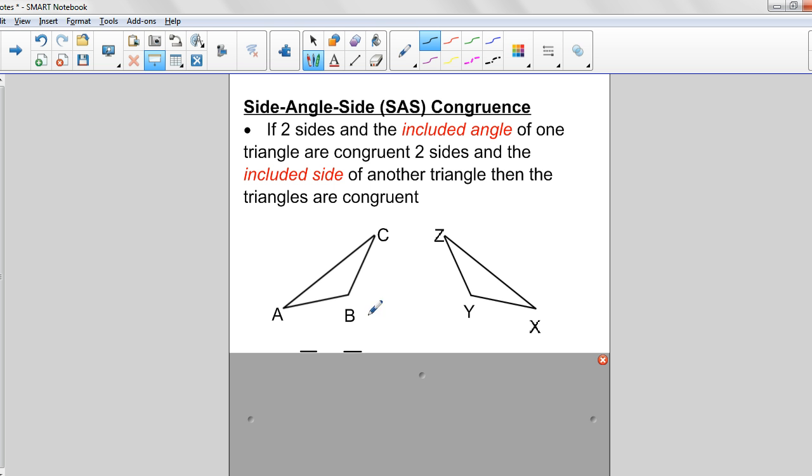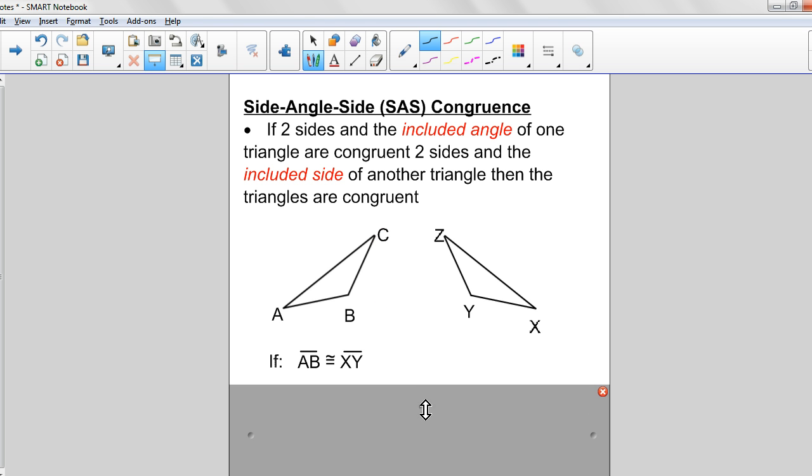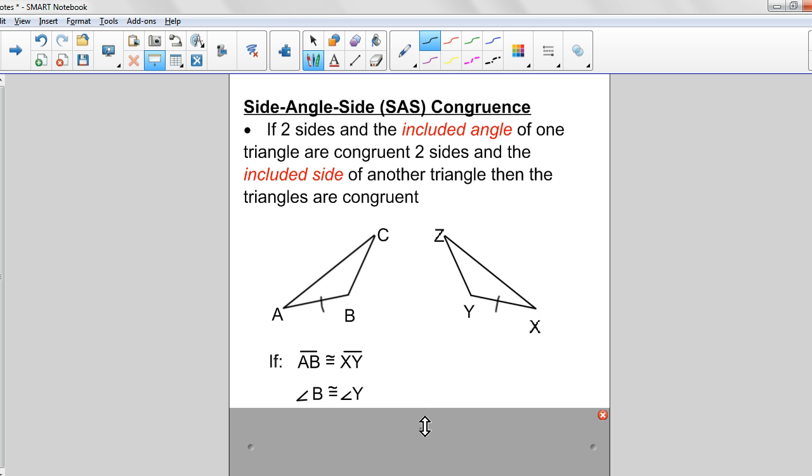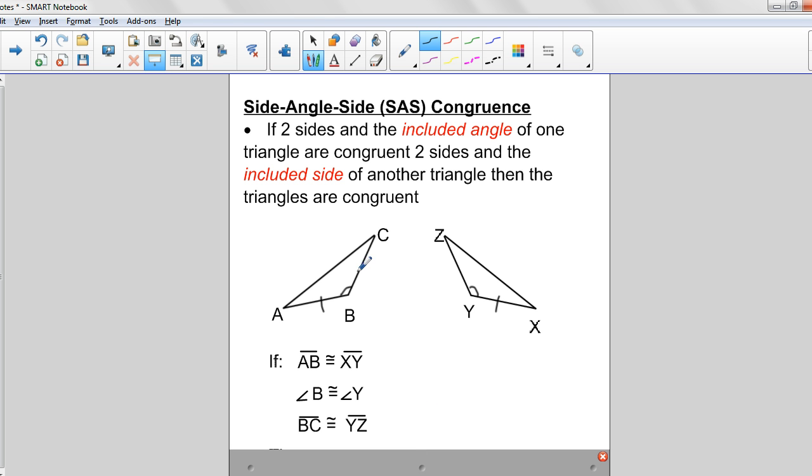So here's a picture. If we say, for example, AB is congruent to XY, and angle B is congruent to angle Y, and BC is congruent to YZ. That means 2 sides and the included angle, the angle that's in the middle of the 2 sides, or another way to think of it is where these 2 sides meet. That angle is the included angle, and it has to be in the middle of the 2 sides.